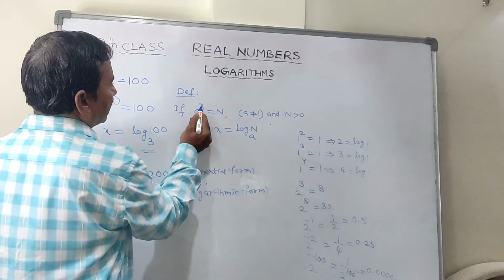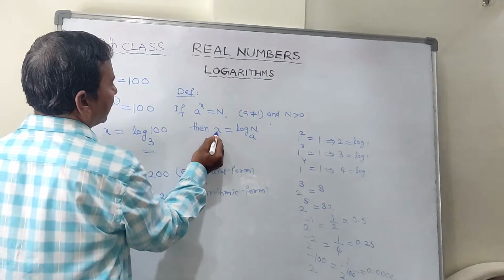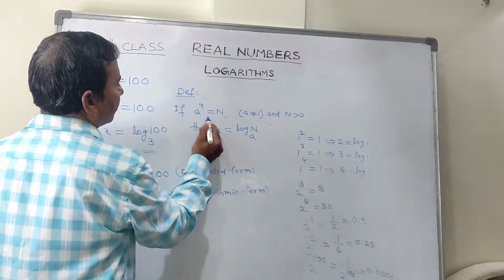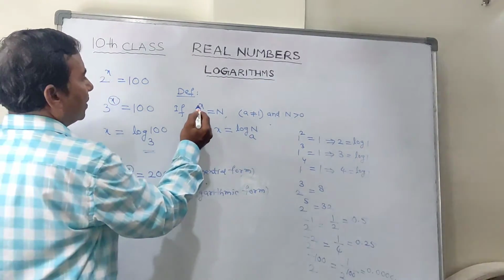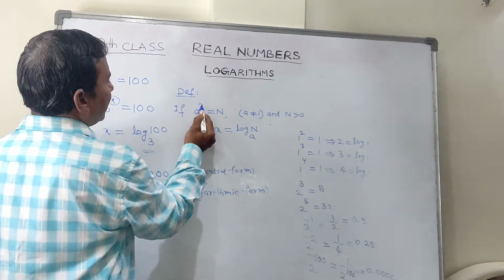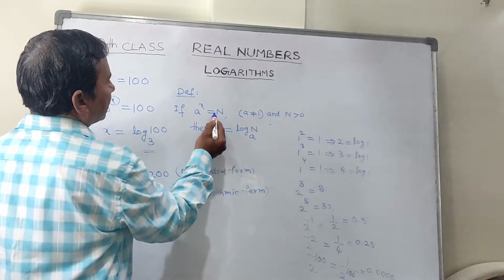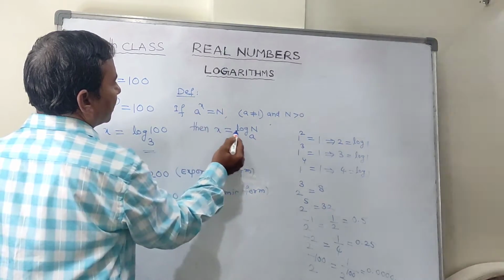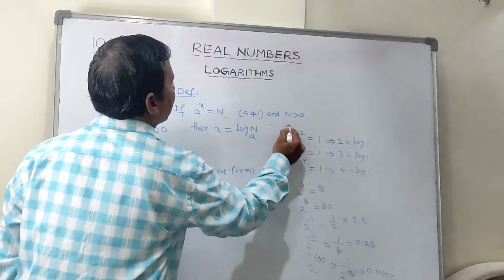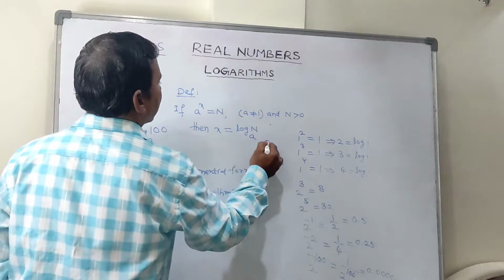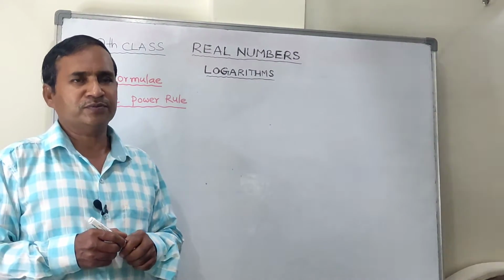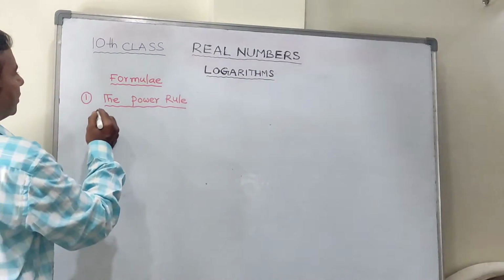Then this x, how can we write it? x equals log n to the base a. Here the exponent will be equal to log n to the base a. So, this is one standard formula which we have to remember. Now, let us see the important formulas of logarithms. The first one is the power rule.